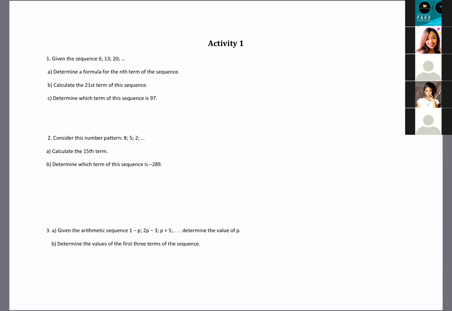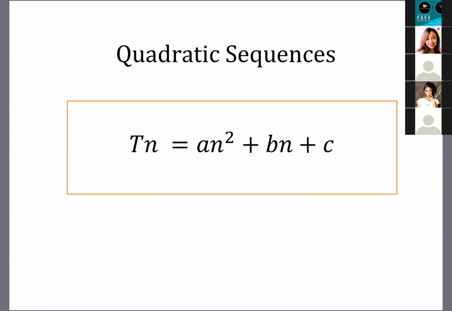So this is an arithmetic sequence. Remember that your first difference is the same. You have a common first difference. These are the ones that are pretty easy. So these, you shouldn't lose any marks here. Just focus, use your calculator and make sure that you punch everything in correctly. Okay, so now we're going to move to a quadratic sequence.